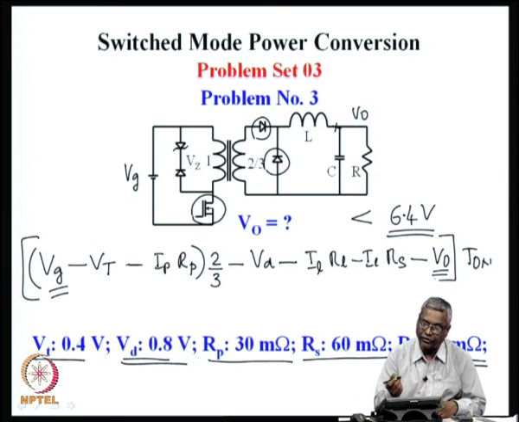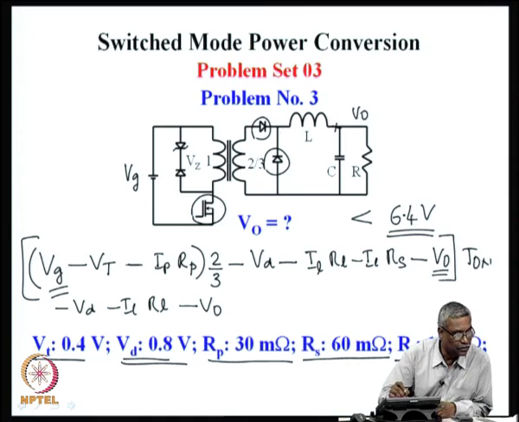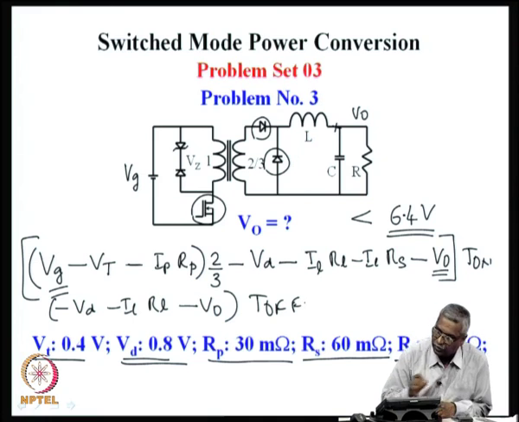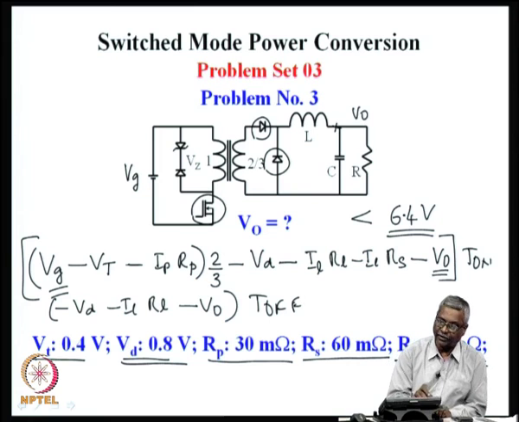In the same way, if we write it for the off time, you will find 0 minus Vd, which is this drop, minus IL into RL, which is the drop across this, and minus V naught, which is the voltage at the output. If I now multiply this by T off, this is the volt second balance during the off period. The whole cycle volt second balance is that the sum of these two quantities is equal to 0. From that, we should be able to find the relationship between V naught and Vg.